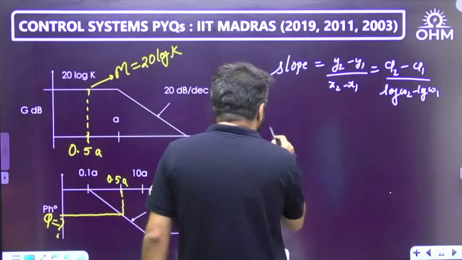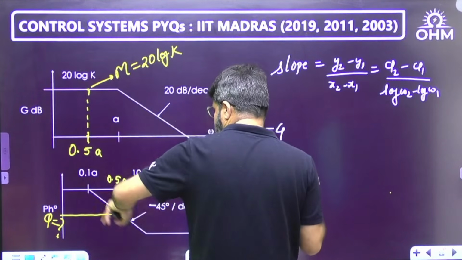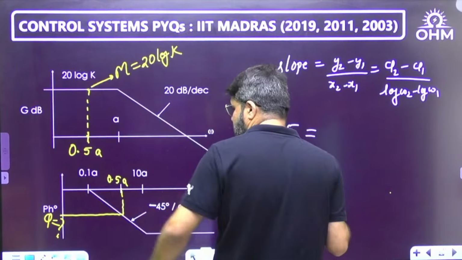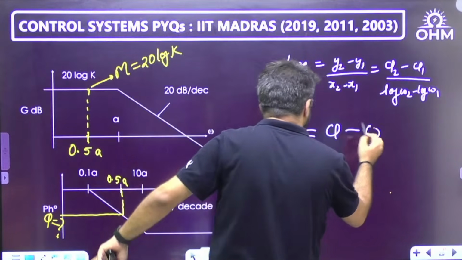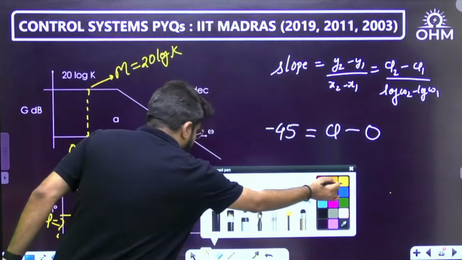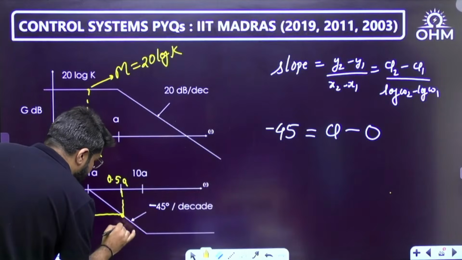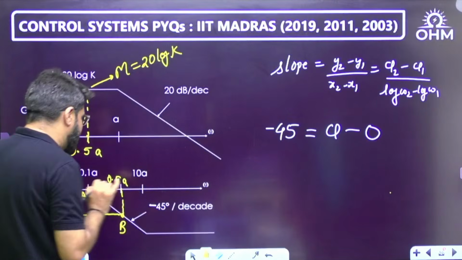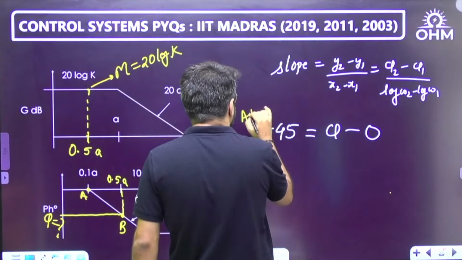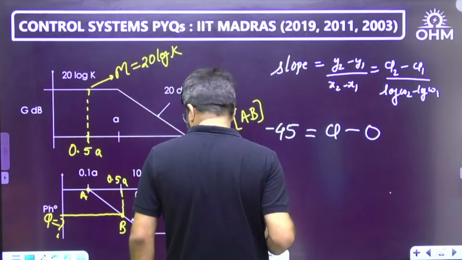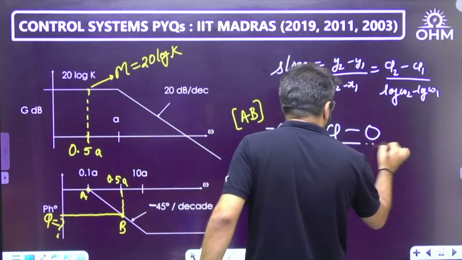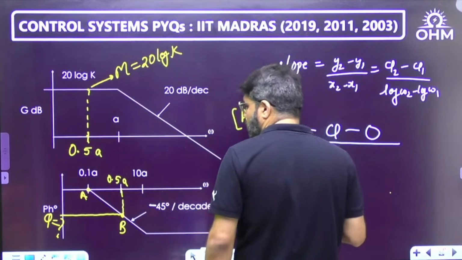Okay, so if I use this slope, the slope line given for the phase plot, minus 45, that is equal to this phi minus 0 using this point. Suppose this is some point B, this is some point A. I am using the slope of the line AB, which is minus 45, change in phase, phi minus 0, upon change in log of frequency.